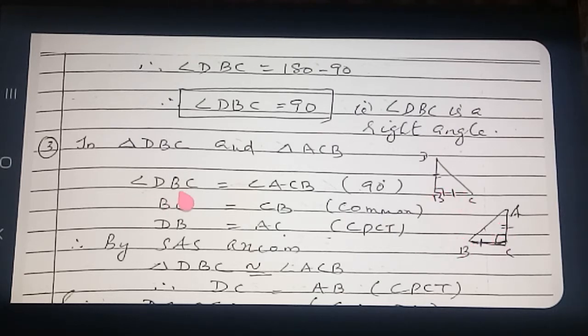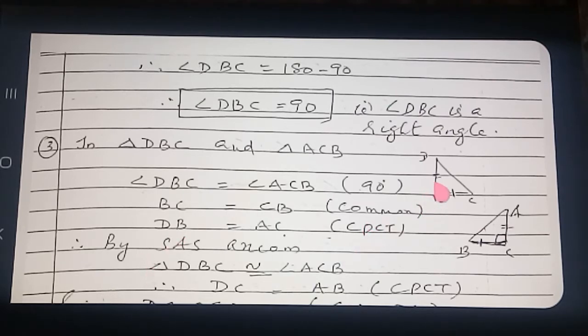Clear? Once more recollect the point. DBC is congruent to ACB. Reason, 90 degrees. Okay, BC is equal to CB, common part of the diagram. And DB is equal to AC, already we proved in the previous part by CPCT. I told you we need it for the further proof.